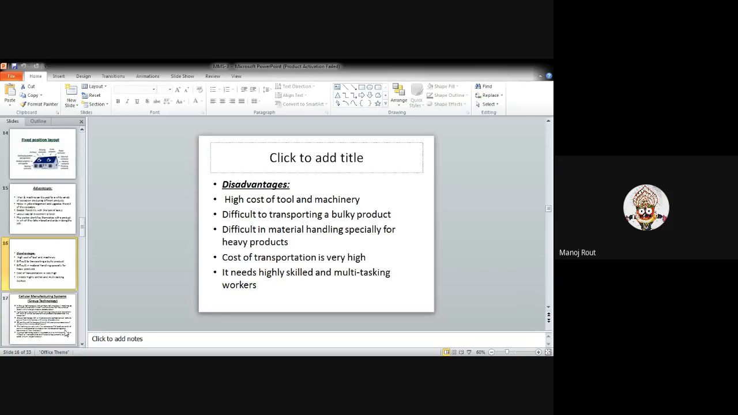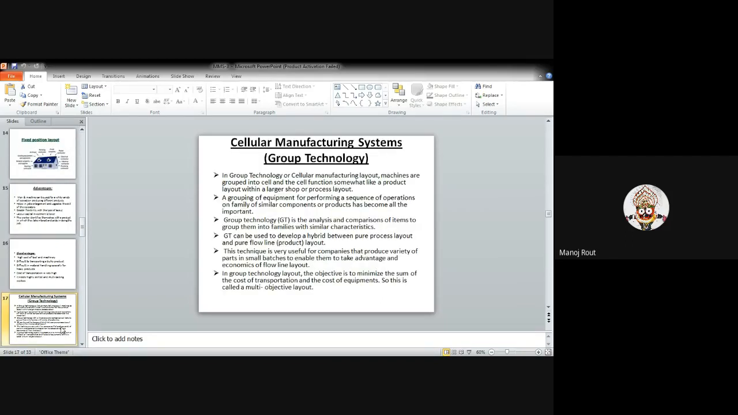Going to the next one, known as the cellular manufacturing system or group technology. In group technology or cellular manufacturing layout, machines are grouped into cells, and a cell functions somewhat like a product layout within a large shop or process layout. A group of equipment for performing a sequence of operations on a family of similar components or products has become very important.